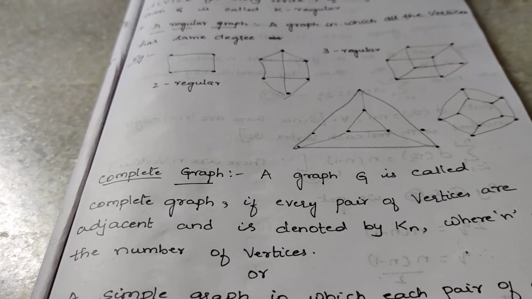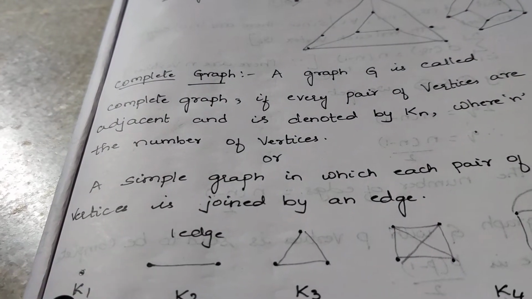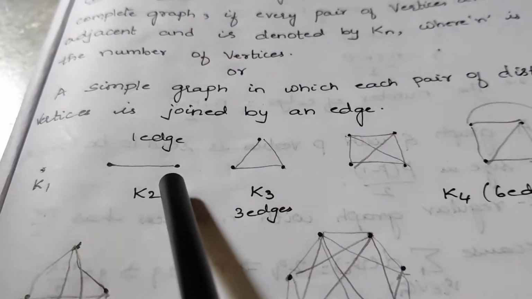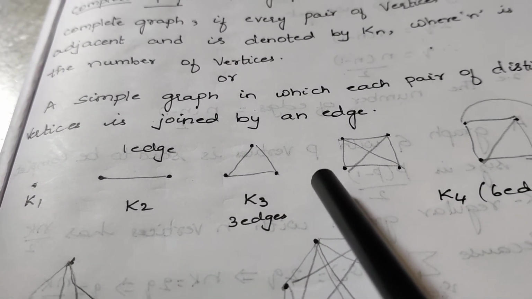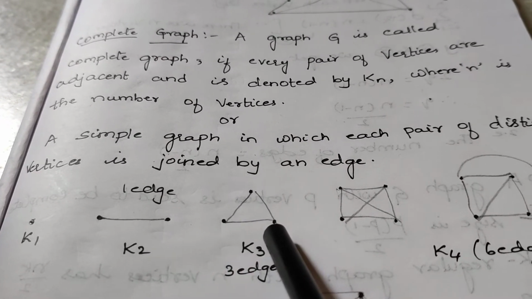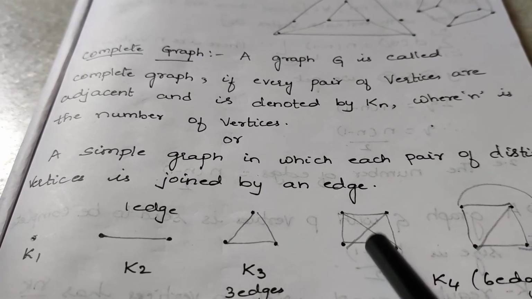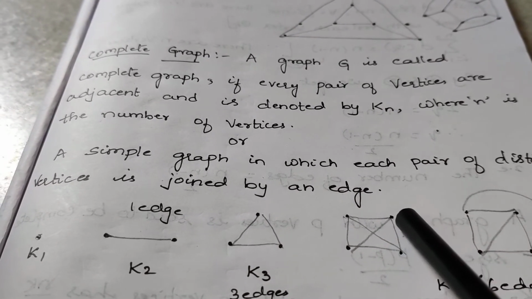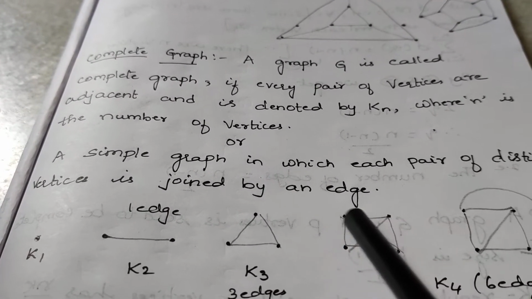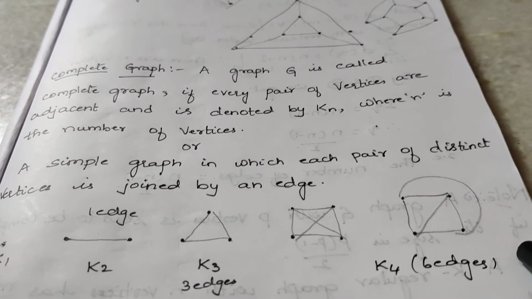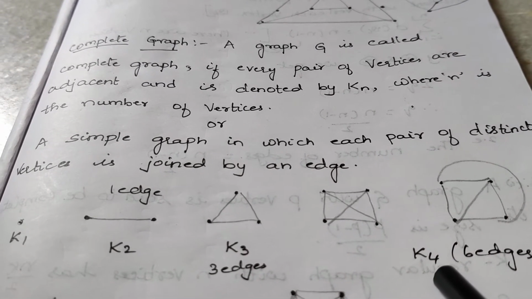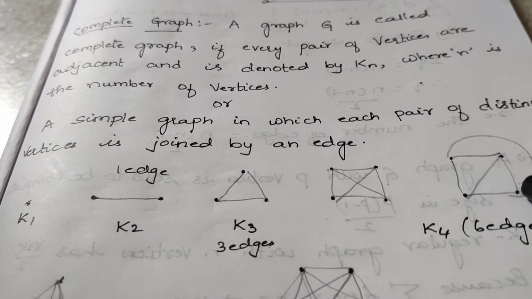Now when you observe here, this is K1, which is also a complete graph, and K2, where these two vertices have been joined by one edge. Here this is K3, where all 3 vertices are joined, and these two are K4. Now observe here, each vertex must be joined with all other vertices. I can draw a diagonal here, or I can draw an edge like this also. So these two are called K4, that is, a complete graph with 4 vertices. But in this case we have 6 edges.